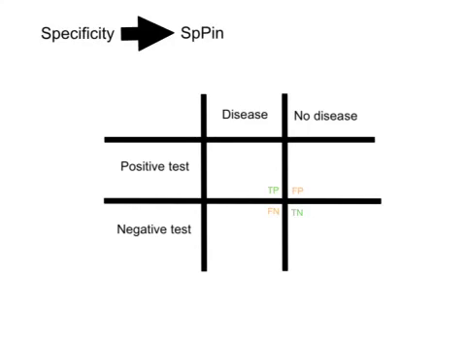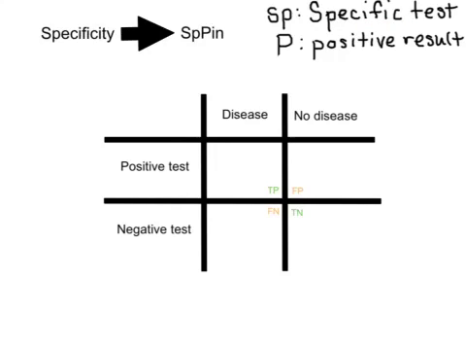So similarly, for specificity, the mnemonic is SpPin. And so what this means is that for a specific test, a positive result rules in the disease. So using a similar scenario to what we just used for sensitivity, let's imagine that we have a highly specific test, and for now we can just say that it's perfectly specific.